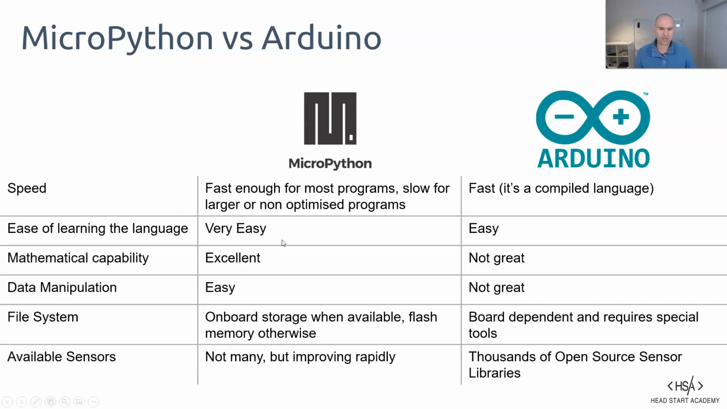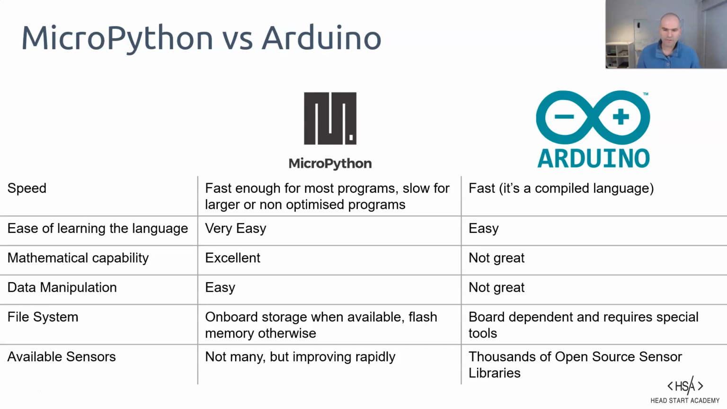Ease of learning the language. I mean, Arduino only has a built-in 30, 40 functions, so it's quite easy. But MicroPython is honestly even easier. In terms of mathematical capability, I'm not that experienced doing complex math stuff with Arduino, but I found it a whole lot harder to do it in Arduino than MicroPython. So from what it appears, MicroPython, at least to me, is a lot better. Data manipulation, Python beats every other language in that, with the possible exception of R, but there's no R for microcontrollers.